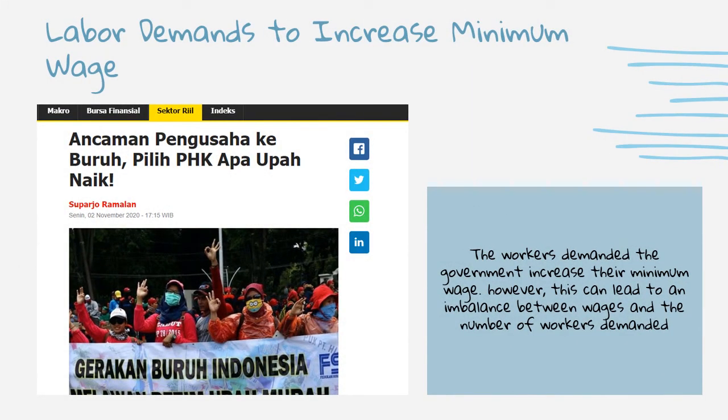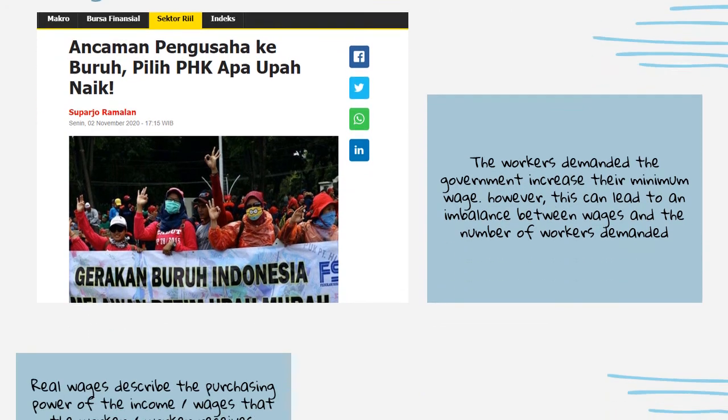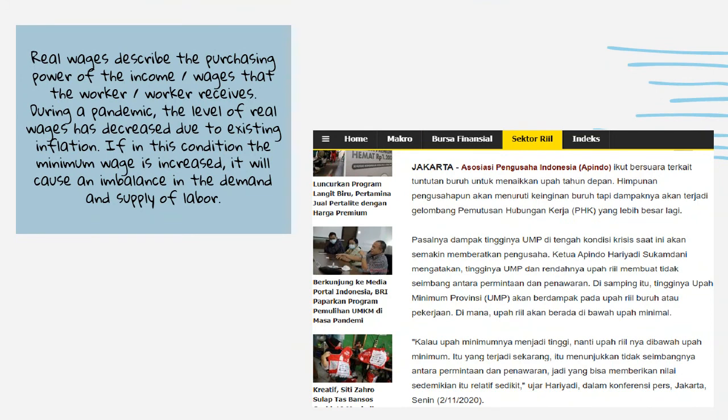There are cases in accordance with the material that we discussed this time. In that case, the workers demanded that the government increase their minimum wage. However, this can lead to an imbalance between wage and number of workers demanded. Real wage describes the purchasing power of the income or wage that the worker receives. During the pandemic, the level of real wage has decreased due to existing inflation. If in this condition the minimum wage is increased, it will cause an imbalance in the demand and supply of labor.